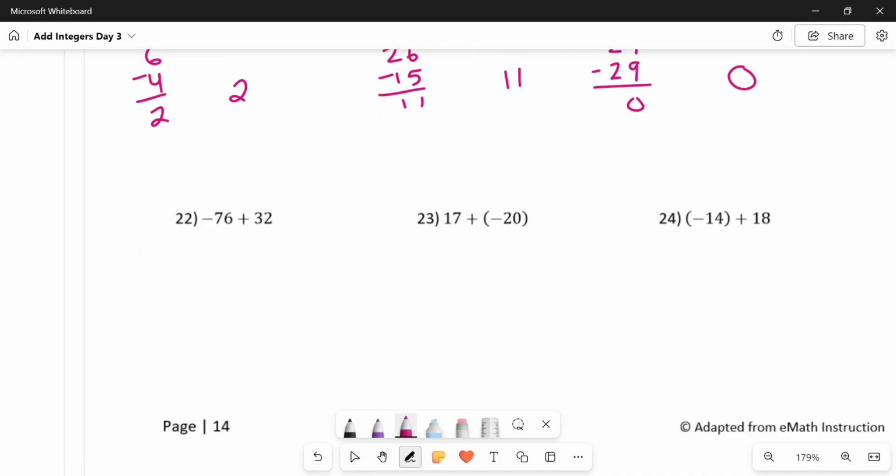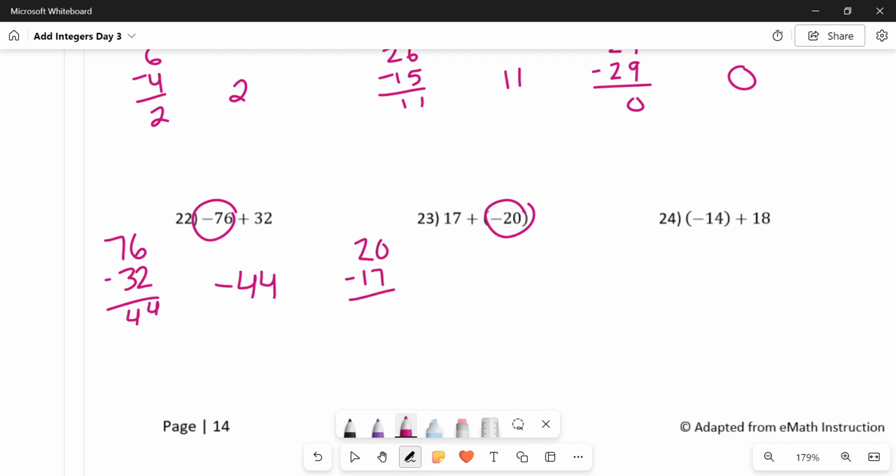All right, 22. 76 minus 32 is 44, but the negative number is circled, so negative. 23. 20 minus 17 is 3. It's negative because my 20 is negative. 24, circling 18 because it's further from 0. Subtract and get 4. 18 is positive, so the answer is also positive.